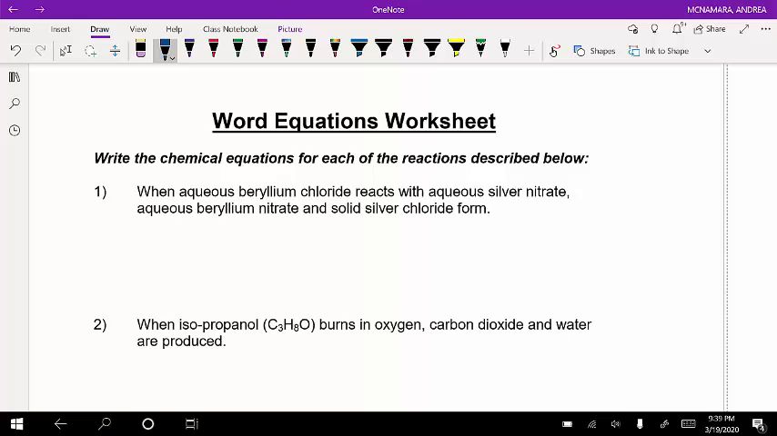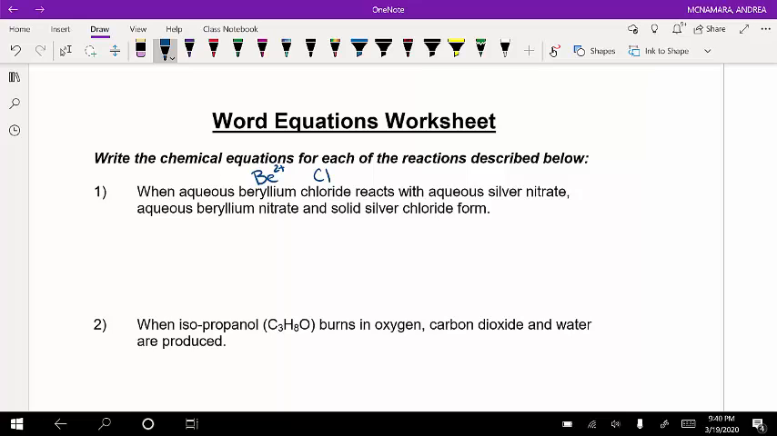We have aqueous beryllium chloride. Okay, so beryllium chloride. Beryllium is a metal, and chlorine is a nonmetal, so I'm dealing with a compound here. So I need to look on my periodic table for beryllium. I'm going to see that Be is in the second column. I am doing this off the top of my head, I could be wrong. Okay, beryllium's in the second column, so it's going to be 2 plus, group 2.